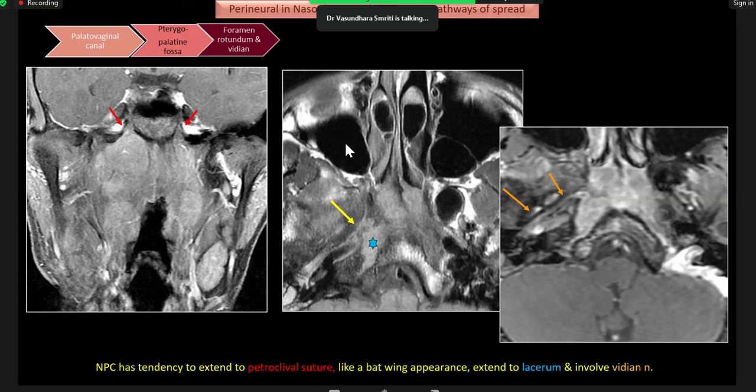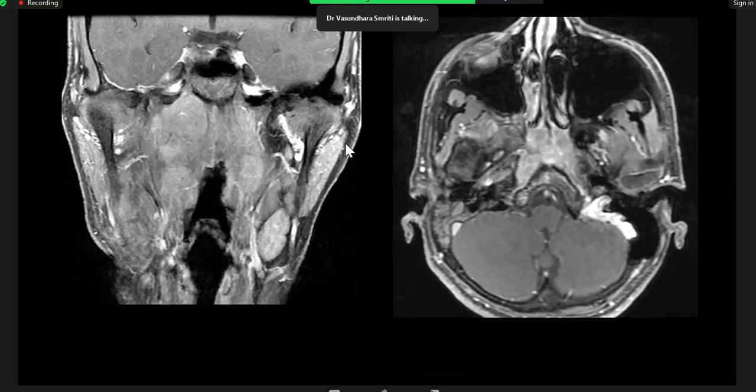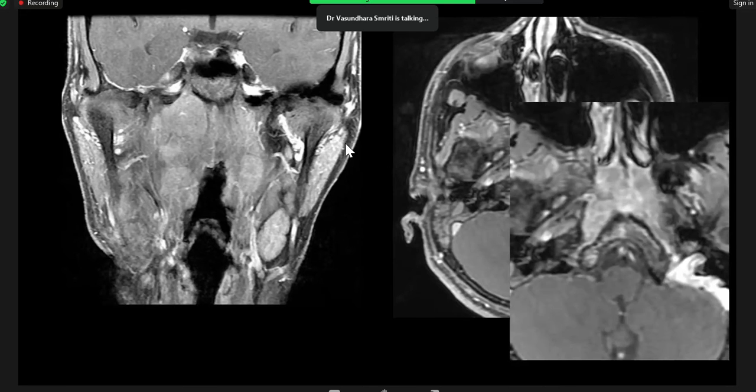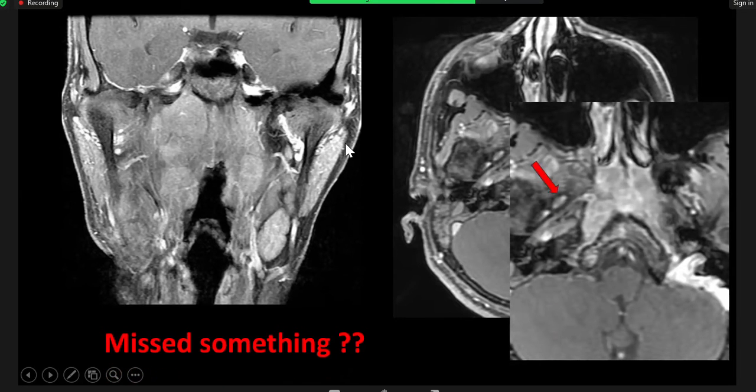So for all my nasopharyngeal carcinomas, I will check my pterygopalatine fossa, I will look at my foramen ovale, and I will look at my vidian. All three may be involved in cases of nasopharyngeal carcinomas. So this was a case where the vidian was involved through the foramen lacerum, as well as the foramen ovale being involved directly.